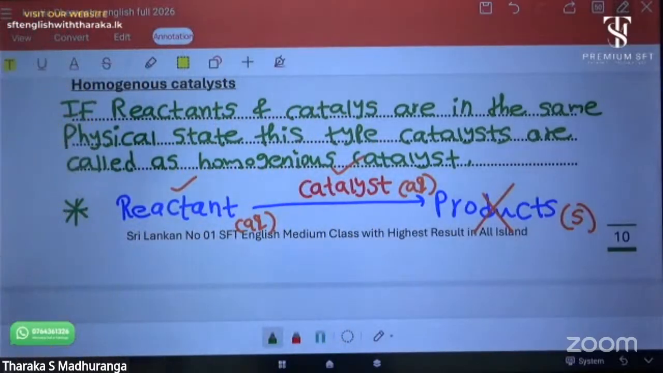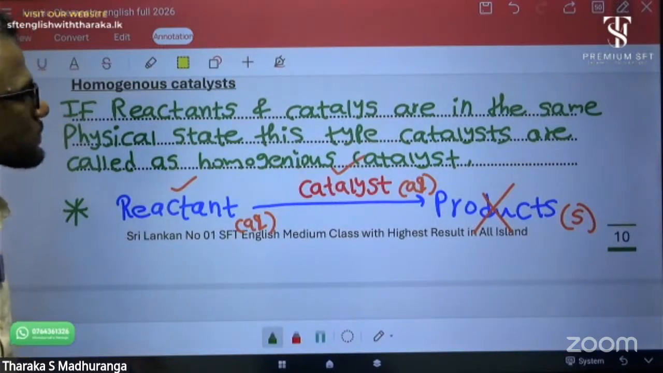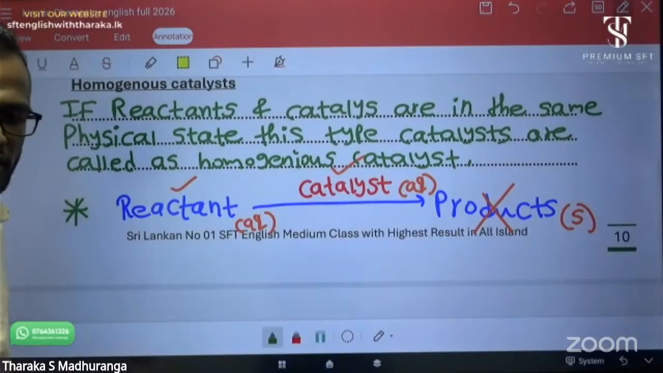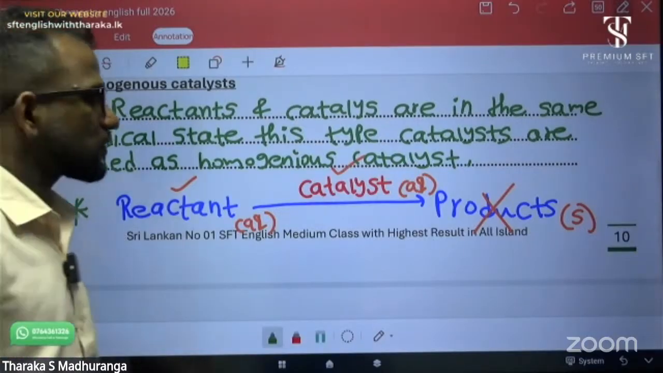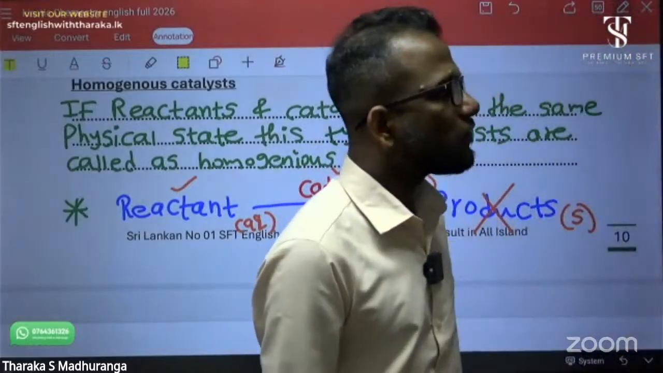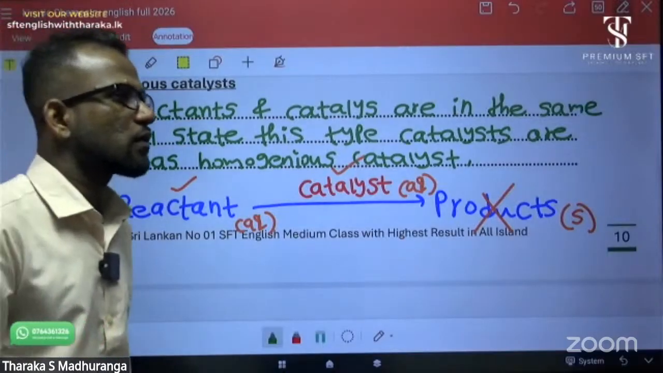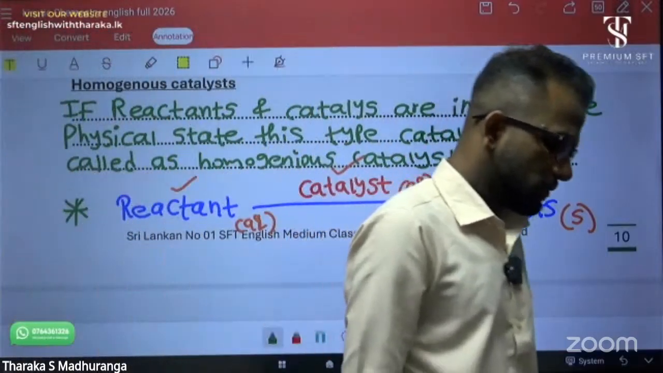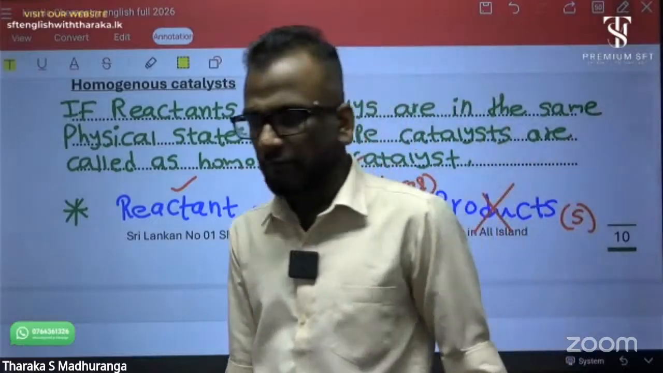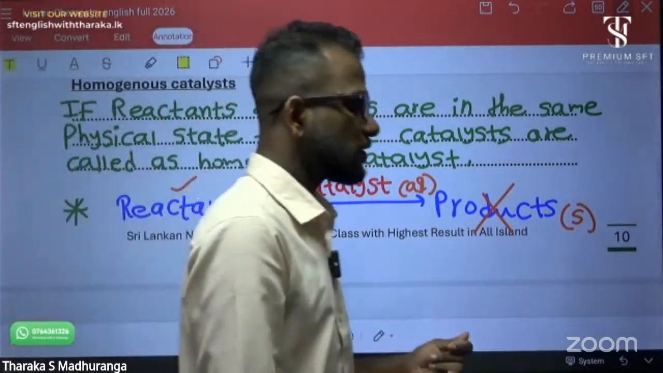Today we have to finish this, at least 10 to 20. Today we can complete the theory part of kinetic chemistry. Wednesday, is it poya? No poya. Thursday poya. Then on Wednesday we can complete the lesson.